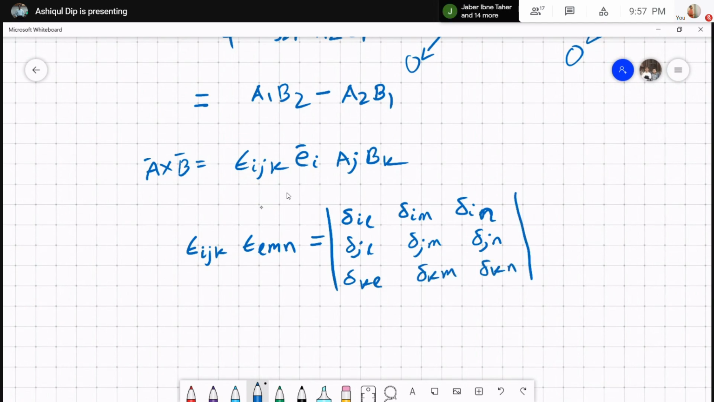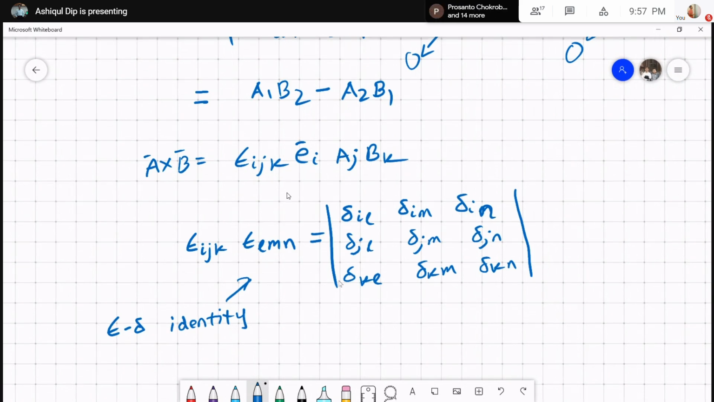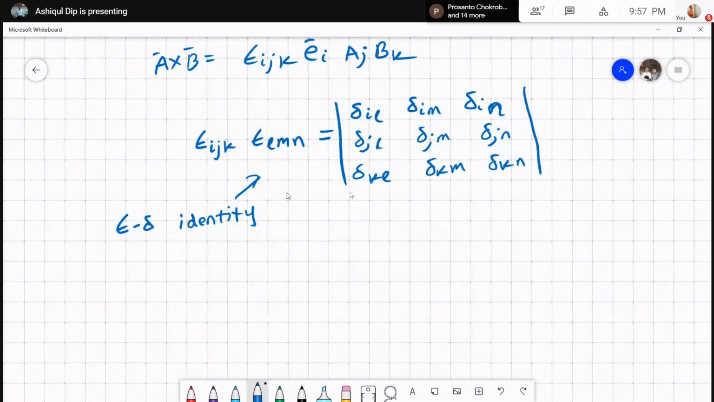The determinant of this thing. This is called the famous Levi-Civita identity. Levi-Civita, I mean epsilon delta identity. Levi-Civita Kronecker delta identity. Okay, so I'll give you a hint how to convince yourself that it's true. Set ijk or element to something. Say you set element to 1, 2, 3. So you are left with epsilon ijk, epsilon 1, 2, 3.